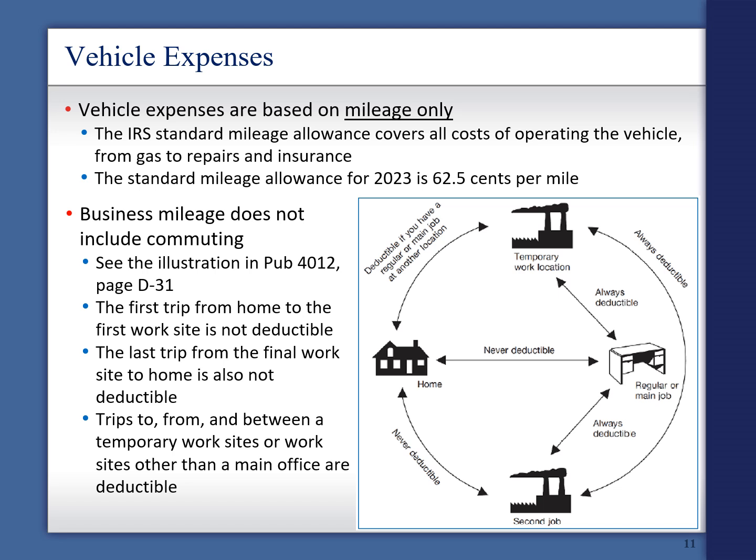If a worker goes to a main office to pick up assignments and then on to work sites and then finishes the day by returning to that main office, the mileage between the main office and the work sites is deductible, but to and from the main office is not deductible.